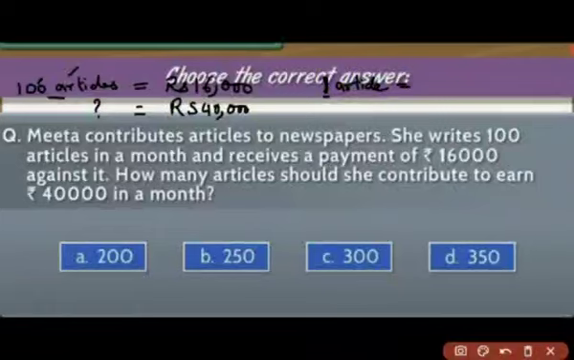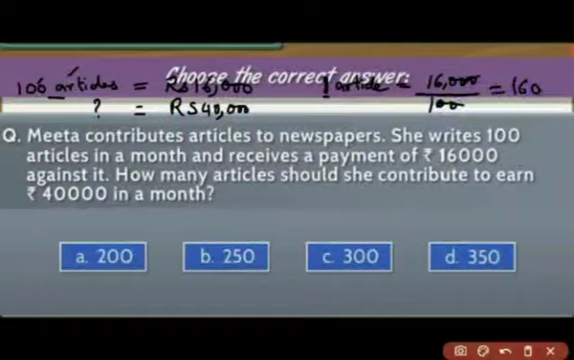So what you will do is divide. The 16,000 we are dividing by 100. So I will get how much? It says 160 rupees. One article costs her how much? It costs her 160 rupees.